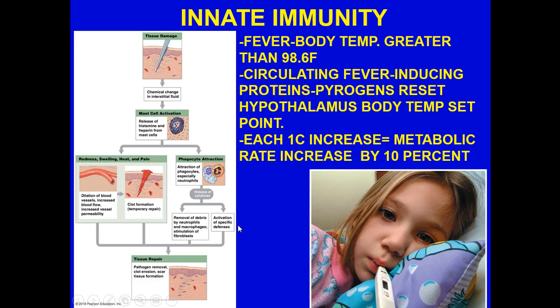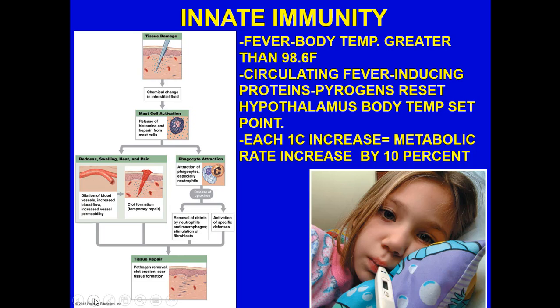Now, let's talk about fever for a few minutes. This is a body temperature greater than 98.6 degrees Fahrenheit. If you're a Celsius person, 37 degrees Celsius. Circulating fever-inducing proteins, pyrogens as they're called, reset the hypothalamus body temperature set point. So this is all based on changing the hypothalamus. Now, for each 1 degree Celsius increase, you have a metabolic rate increase of 10%.